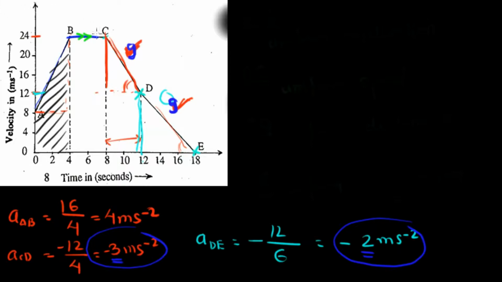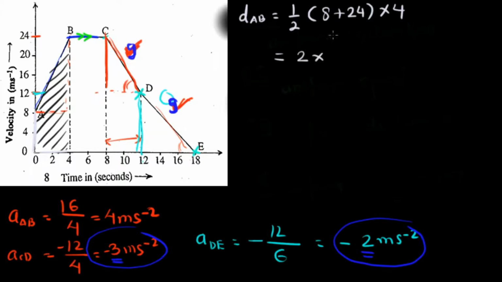So let's get started. The distance traveled in part AB would be equal to the area of the trapezium. The formula for the area of a trapezium is half times the sum of parallel lines, that's 8 plus 24, times the height of the trapezium, that's 4. So the value of this would be 32 times 2, that's 64, and let me just check the unit. That's meter per second. Wait, that happens to be the velocity unit, right?